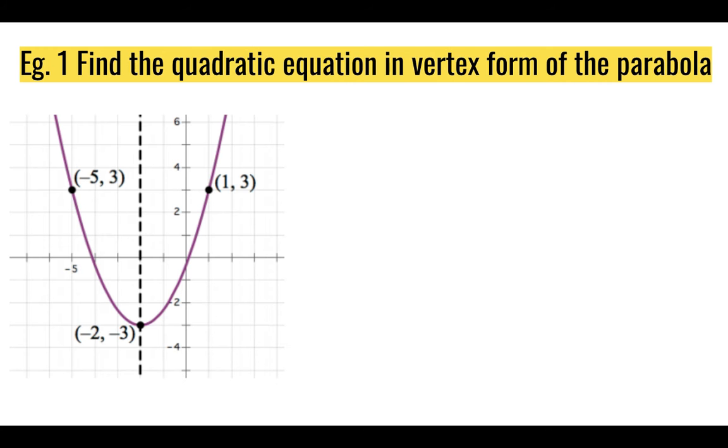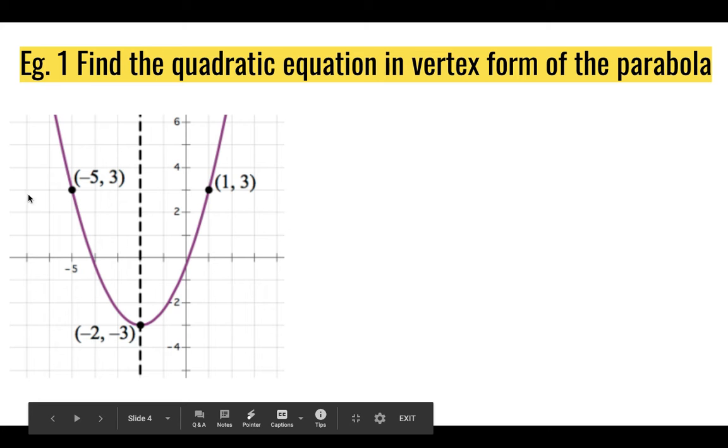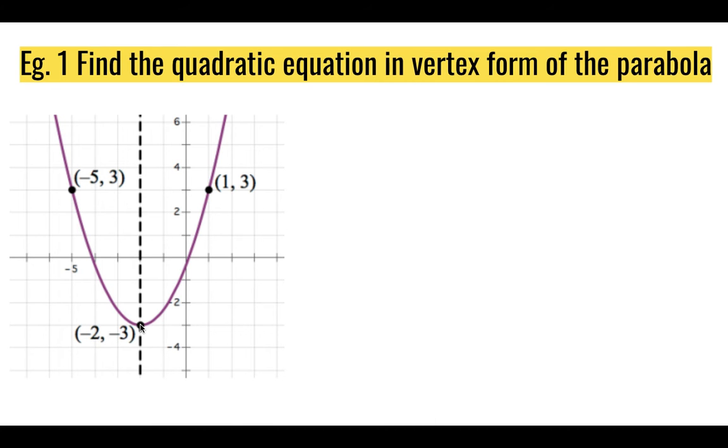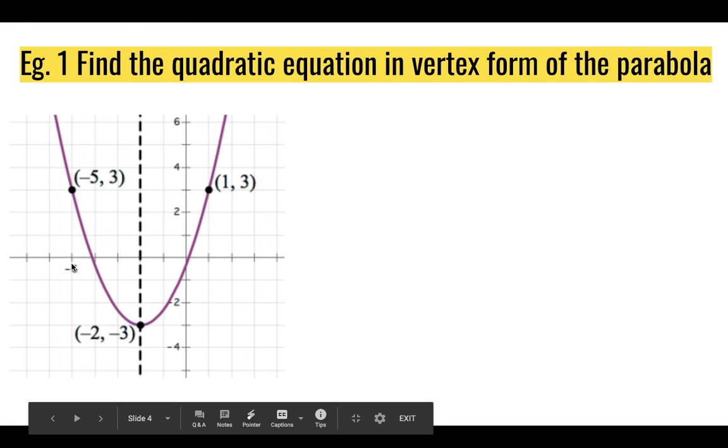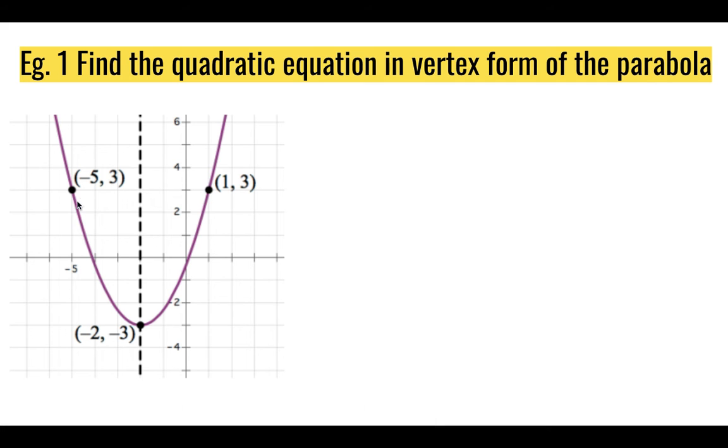Okay, so let's do some examples. These are going to follow the very same steps as we did in the last lesson, except we're going to be using the vertex form of the equation rather than the factored form. So let's say we have a parabola given to us. We have the point of the vertex, and we have some other points too. That's going to help us. Just so you know, you only need the vertex and one other point. You don't need more than that to do this kind of problem.